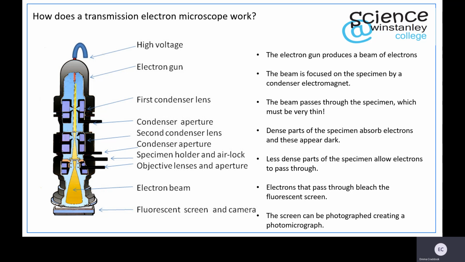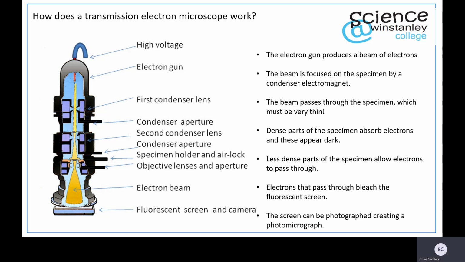So at the top, you have a high voltage electron gun, which produces a beam of electrons. The beam is focused on the specimen by a condenser electron magnet, which are the condenser lenses in the picture. In a transmission electron microscope, the beam passes through the specimen, so the specimen must be very thin.